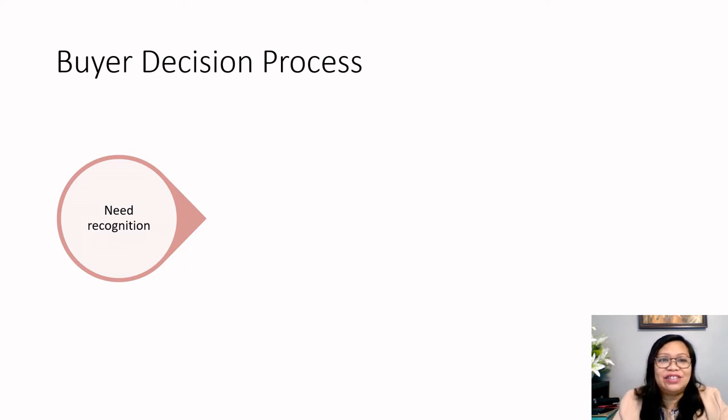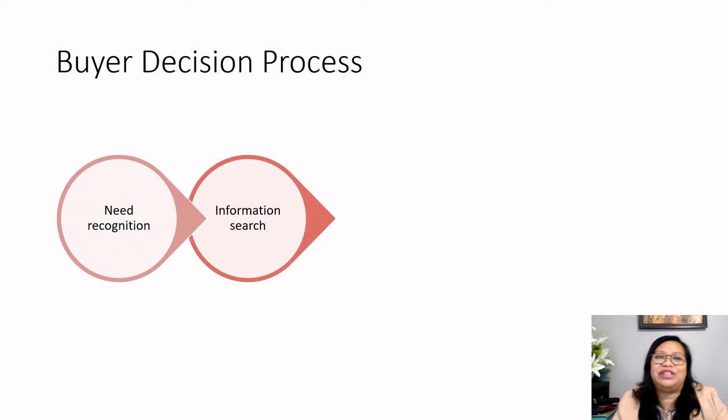An interested consumer may or may not search for more information. If the consumer's drive is strong and a satisfying product is near at hand, he or she is likely to buy it then. But if not, the consumer may store the need in memory or undertake an information search related to the need.